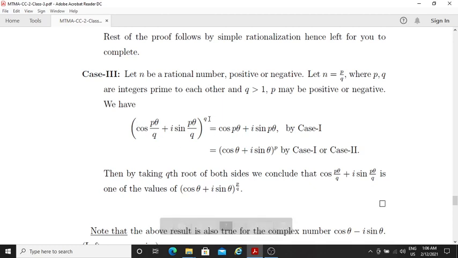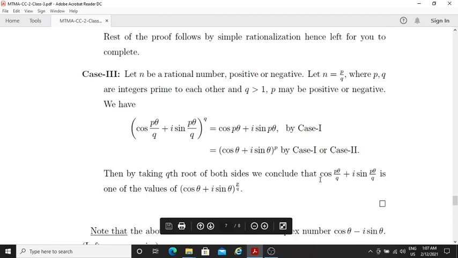Put it raised to the power q, and as q is a positive integer, it will go inside and cancel out q, and we will be left with this. Then again, by the first part of De Moivre's theorem, the p comes out. Now what we have, this is this. Now take the cube root of both sides, and that gives this on one side and the cube root on the other side.